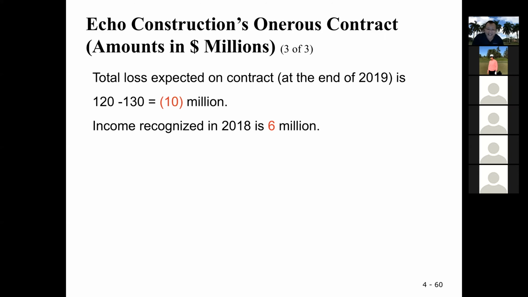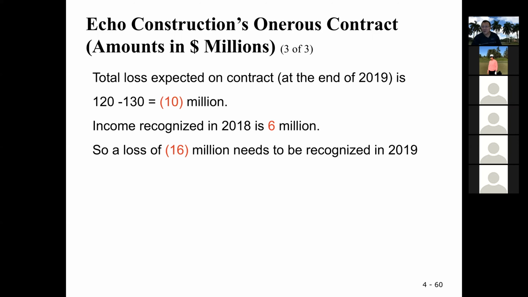So income recognized in 2018 is 6 million. So you need to recognize a $16 million loss in 2019. These two numbers together will give you the $10 million, because this $10 million is what you want, up to this point. In 2018, you already recognized 6. In 2019, you had better recognize negative 16. So you get the $10 million loss, right?